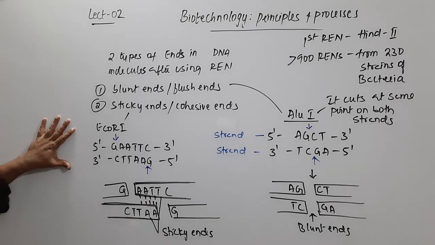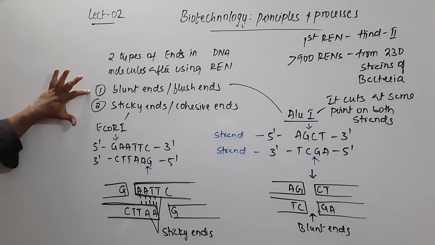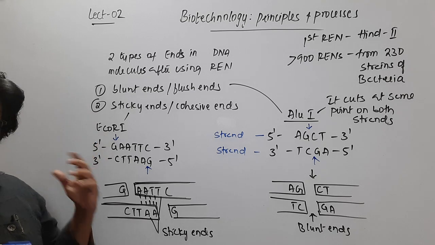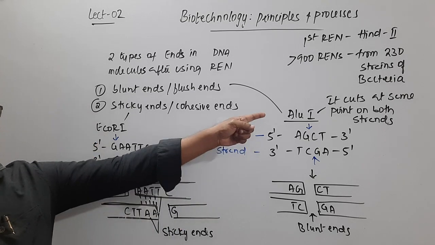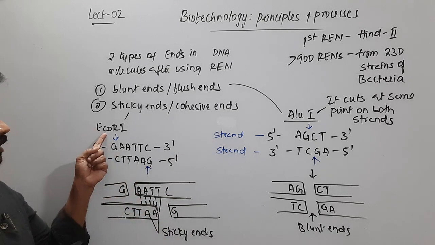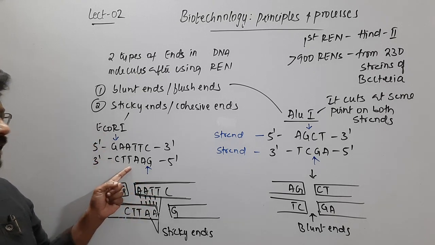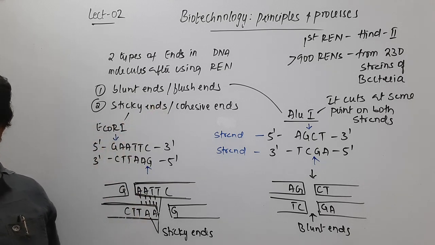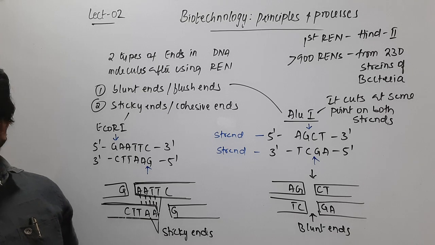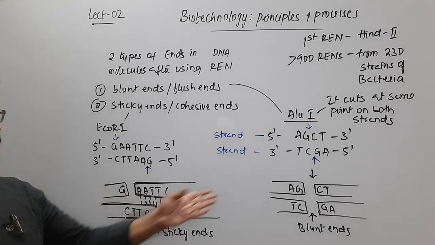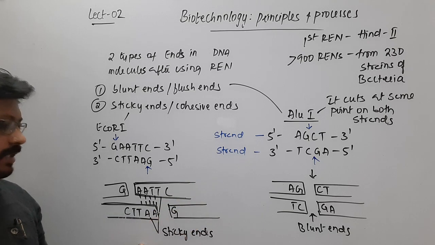I hope we understood how the blunt ends are formed and how sticky ends are formed. Don't think that EcoRI will never form the blunt end, nor that AluI forms sticky ends. I told you that EcoRI is fixed. It will recognize only this palindromic sequence. Like that, each of the 900 restriction endonucleases will have its own palindromic sequence to be identified, and will have its own point of cutting. So some may form blunt ends, some may form sticky ends.